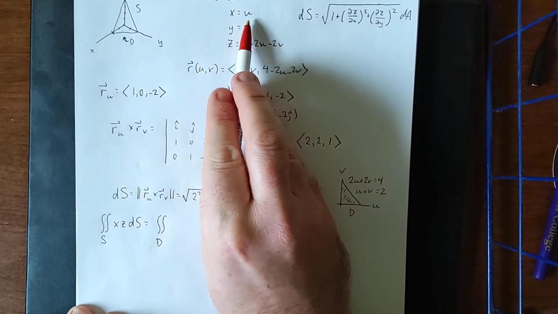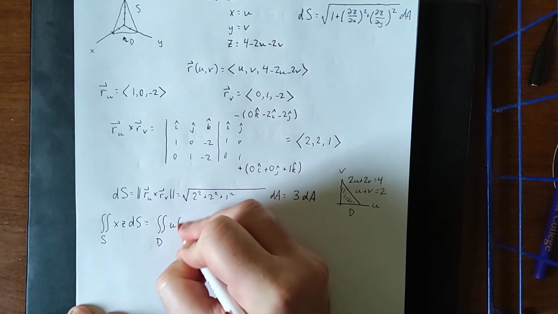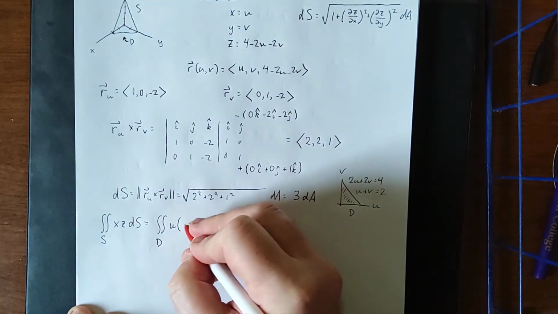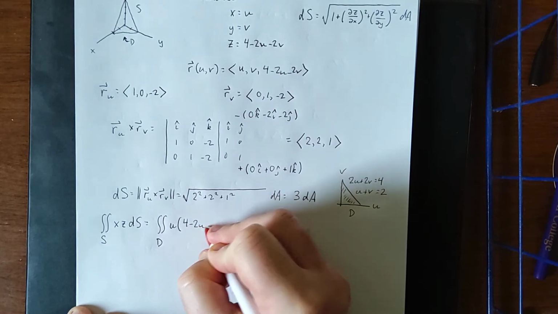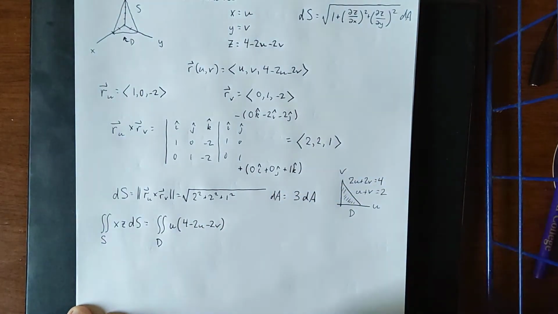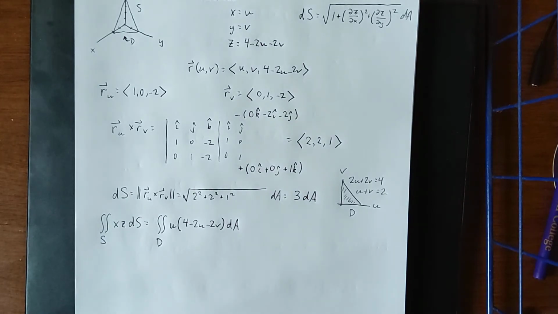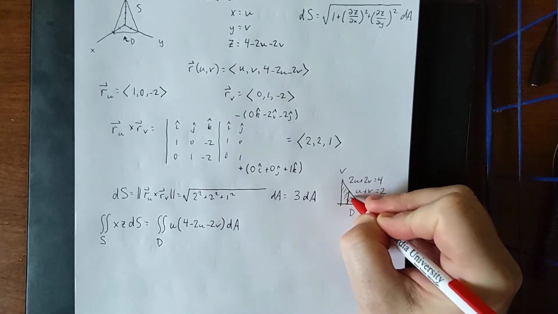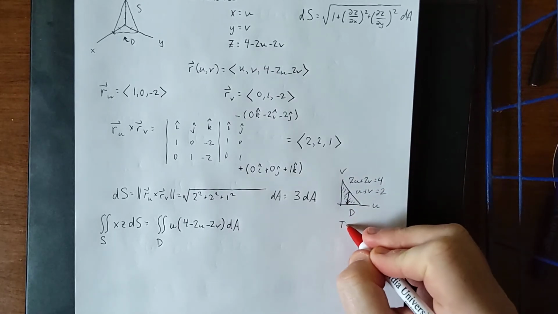X, we said, is going to be equal to u. Z is going to be equal to 4 minus 2u minus 2v dA. Now we can make a judgment call as to whether we'd like to integrate with respect to v first or with respect to u first. I think I'd like to go with respect to v first. So we'll express our region as a type 1 region.